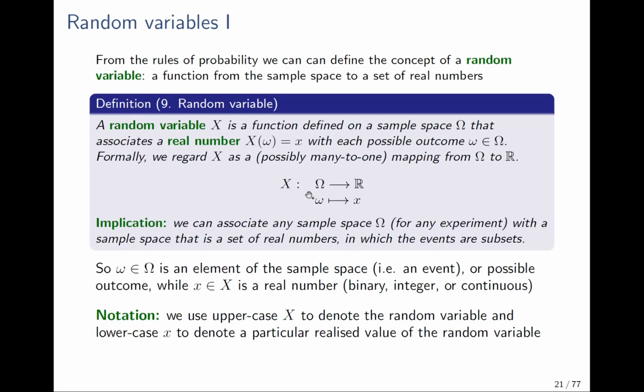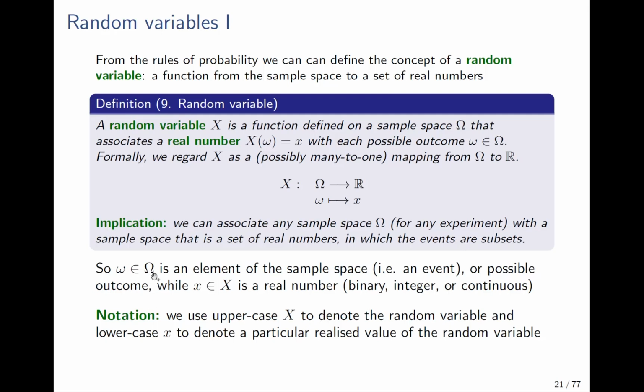Random variable, okay, so it's a mapping from the sample space to the real line, mapping each element small omega to a value small x. And the implication is straightforward and obvious. It means that we can associate any sample space for any experiment or process with a sample space that is an actual set of real numbers rather than some other concept such as heads or tails or whatever. It's a set of real numbers in which the events are subsets.